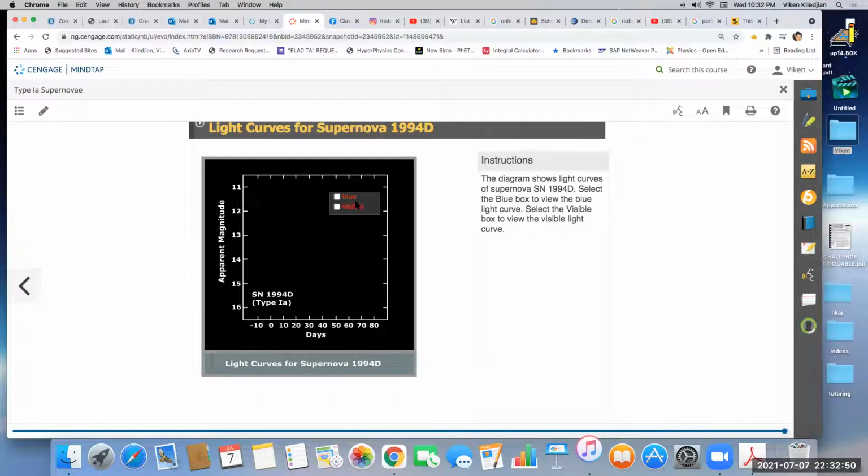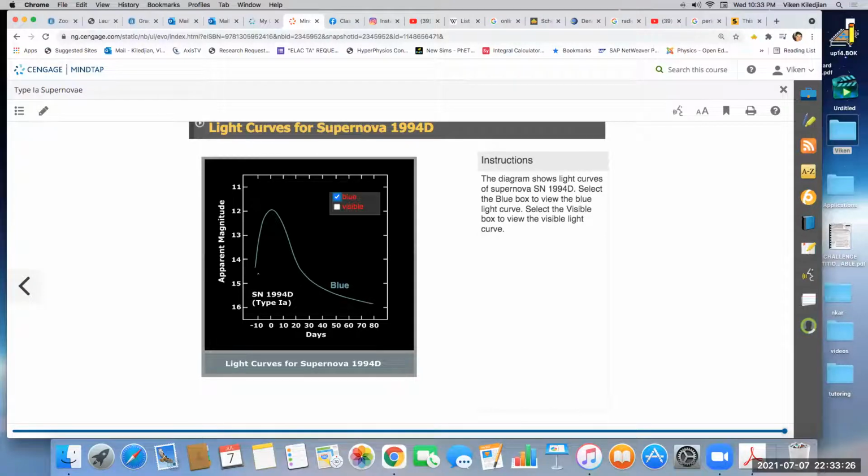So if I'm looking through a blue filter, that means I'm filtering out most of the light but the blue. And so its brightness looks like this. The apparent magnitude is going from, let's see, these are the number of days, measured from zero. Zero means when it reaches the brightest that it could possibly be. No, sorry, this is the apparent magnitude.